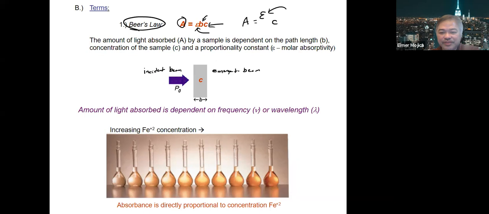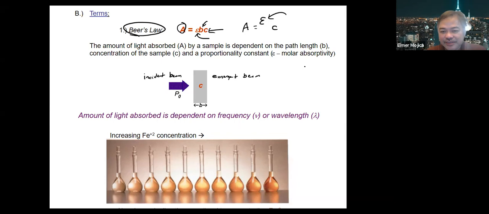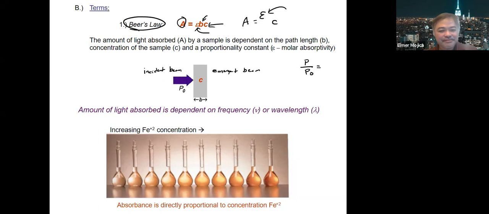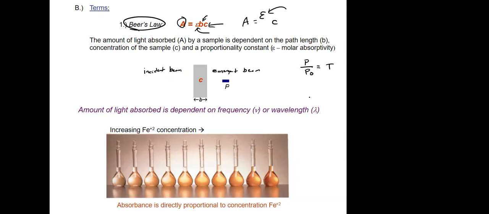Because if you're going to look at P over P0, that is equal to what? Transmittance. So that's equal to your transmittance. And I think I have discussed that in your recorded lecture.